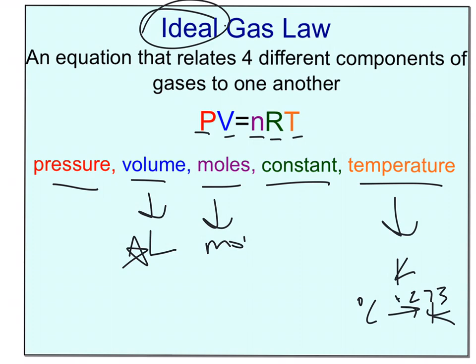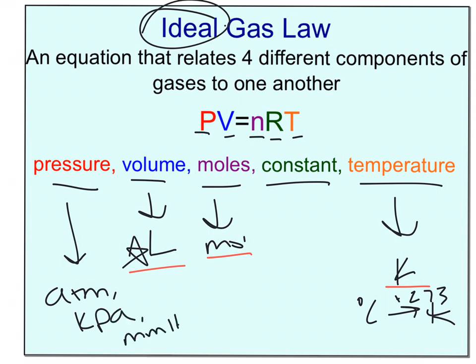But what's confusing and frustrating about the ideal gas law is that for pressure, there is nothing that is standard. So for example, volume has to be liters, moles has to be moles, temperature has to be Kelvin. But for pressure, we can have a variety. We could have atm, like we've discussed before. We can have kilopascals, which is kPa, or we can have millimeters of mercury. So pressure can be one of these three for the ideal gas law, but these previous ones do all need to be the same.